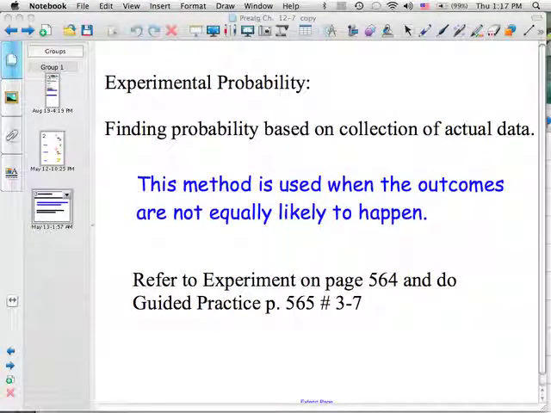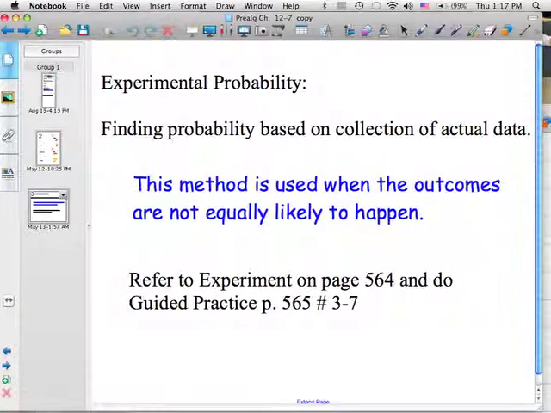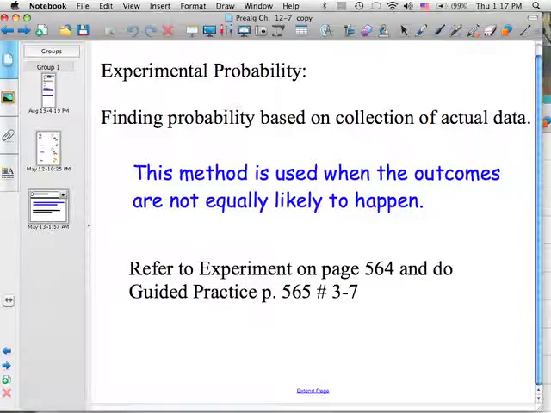We're on Chapter 12, Section 7 on experimental probability. This is where you actually perform the experiment and see what happens and base your probability on the outcomes. And in this case, the outcomes are usually not equally likely to happen. So if you could please turn your book to 564 and look at the experiment there.